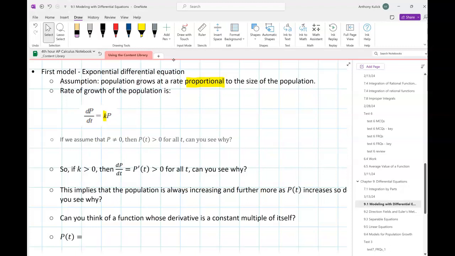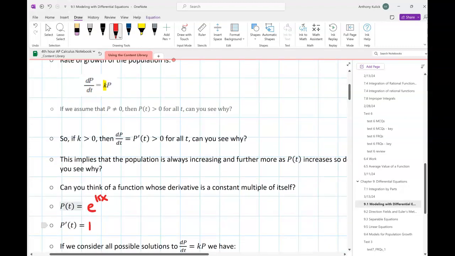Yeah. Okay. Can you think of a function whose derivative is a constant multiple of itself? Yeah, well, let's really say e to the kx, because what's the derivative of that? k times e to the kx, right? The derivative is k times the original function, right? There's a function that's a derivative of itself. Does that make sense? It's usually easier once we say it, it's like, oh yeah, of course that's what that meant. But, okay.